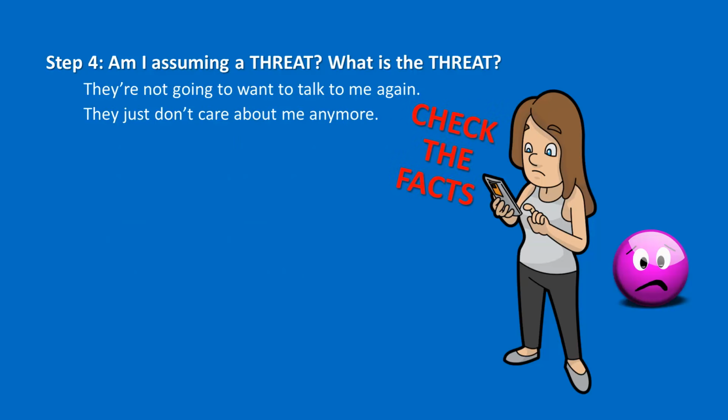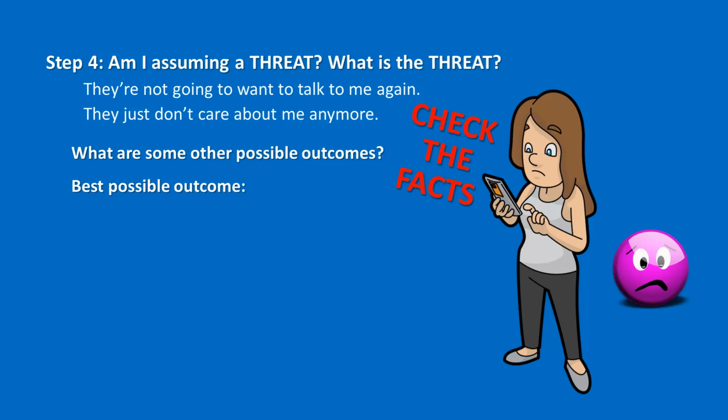And then once again, we check the facts and we list other possible outcomes. Often the threat we're worried about is the worst possible outcome. So we want to ask ourselves, what are some other possible outcomes? Including, what is the best possible outcome? So the best possible outcome might be, they'll text me back as soon as they're not busy anymore.